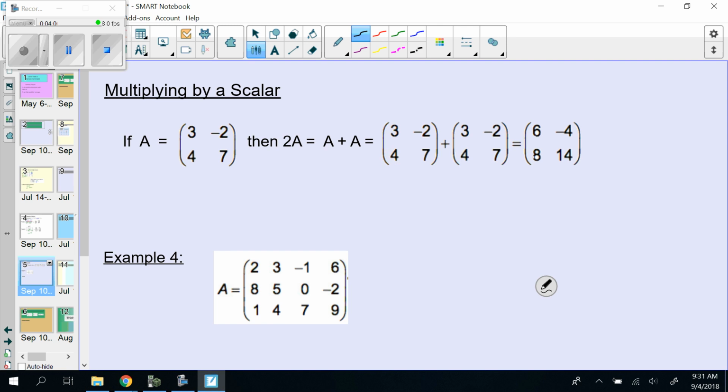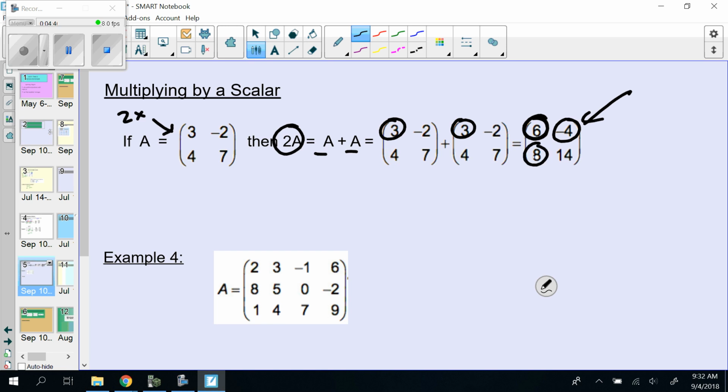Multiplying. Multiplying is just repeated addition. So if you want to multiply a matrix by 2, another way you can think of that is adding 2 of them together. If you added the same matrix to itself, 3 plus 3 being 6, and so on, you get this matrix right here. You can see that if we just take this original matrix and multiply everything by 2, you would get those same numbers. Like 2 times 3 is 6, 2 times -2 is -4, 2 times 4 is 8, and so on.